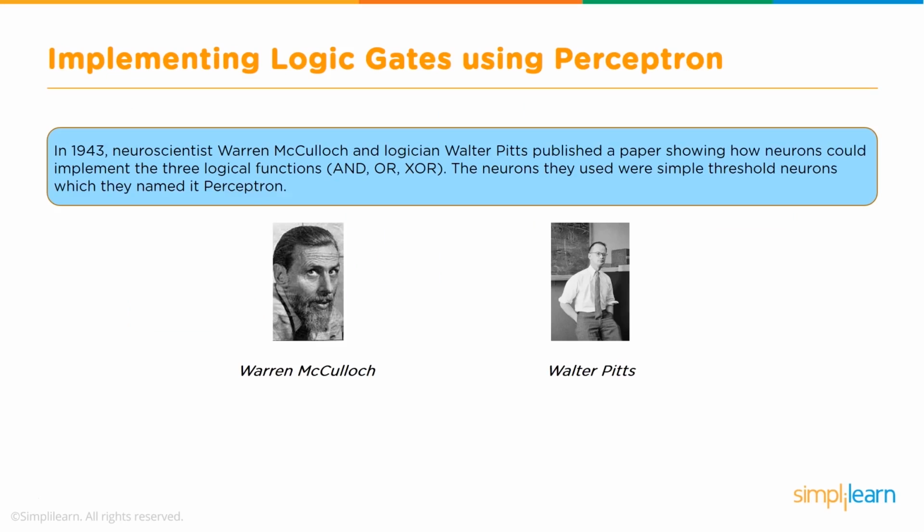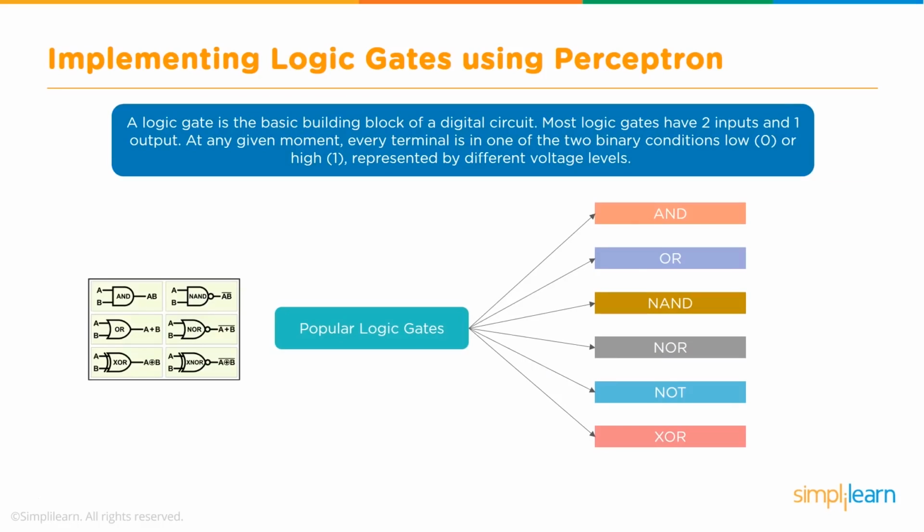Now in 1943, two scientists, Warren McCulloch and Walter Pitts, came up with an experiment where they were able to implement logical functions like AND, OR, and NOR using neurons. And that was a significant breakthrough in a sense. They were able to implement some of the most common logical gates, which could take two inputs like A and B and then give a corresponding result.